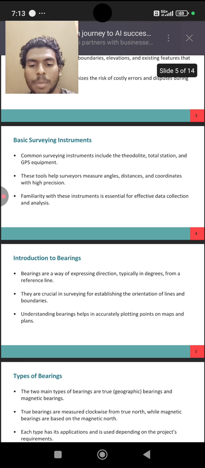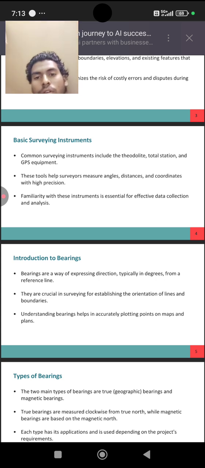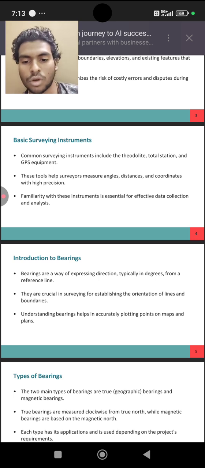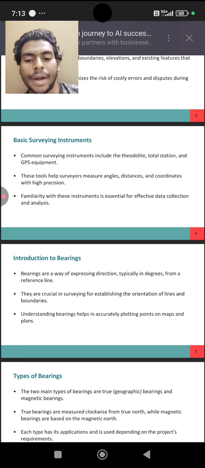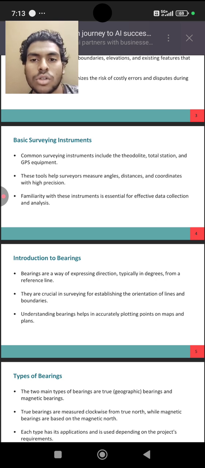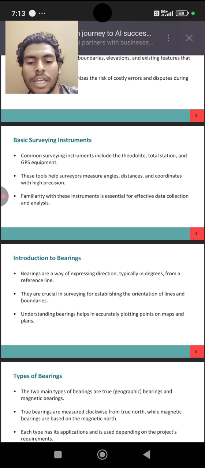Introduction to bearings. Bearings are a way of expressing direction, typically in degrees, from a reference. So bearings are the tool used for expressing the direction in degrees from a reference line. They are crucial in surveying for establishing the orientation of lines and boundaries. Understanding the bearings helps in accurately plotting the points on maps and plans.